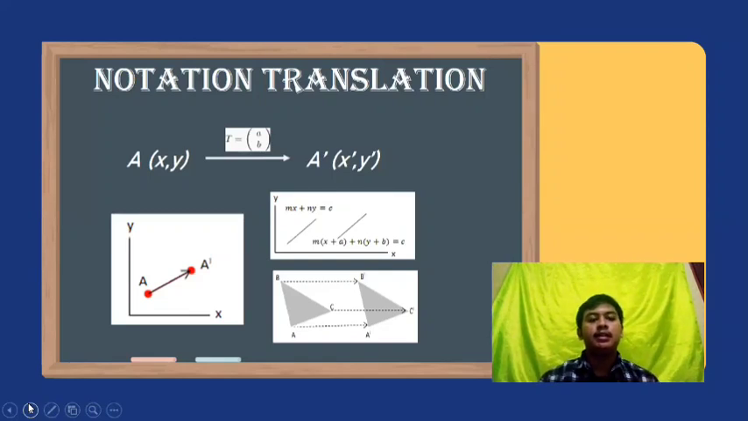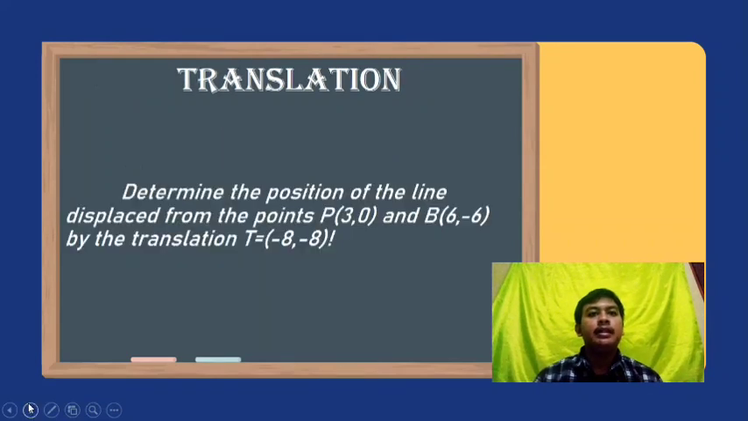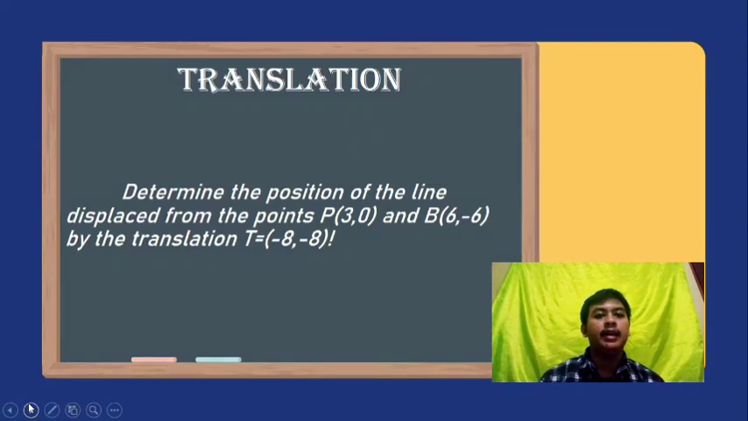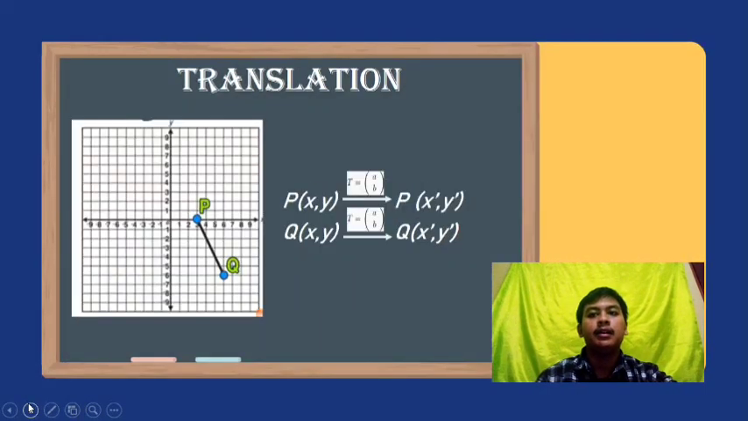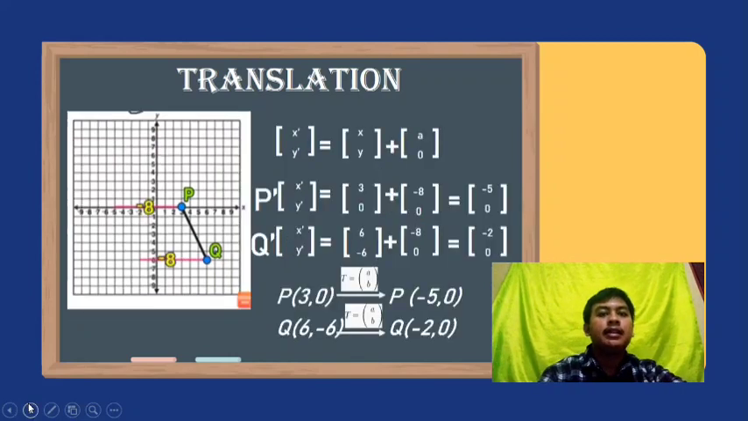So this is the example. Determine the position of the line displaced from the points P(3, 0) and Q(6, -6) by translation T(-8, 0). So we can find the translation by this formula. So we can get the translation of point P, it means the x-axis and y-axis.